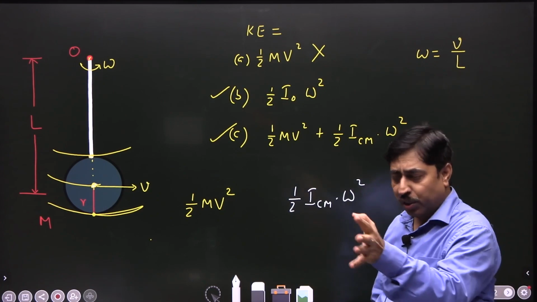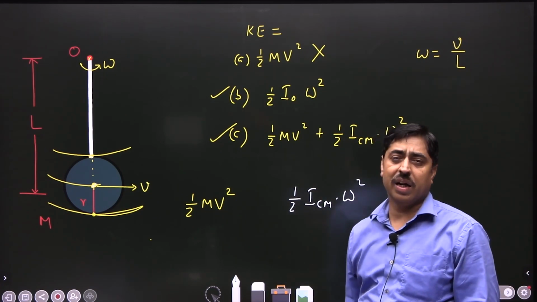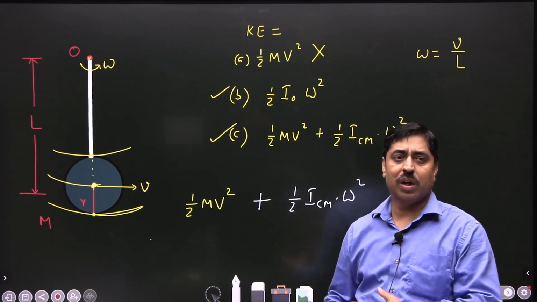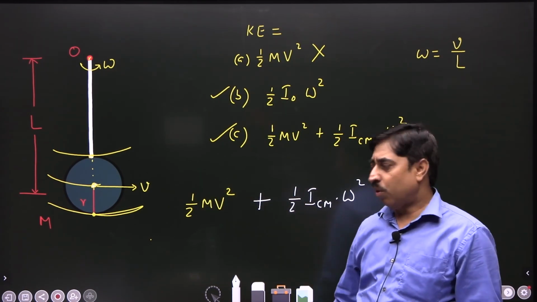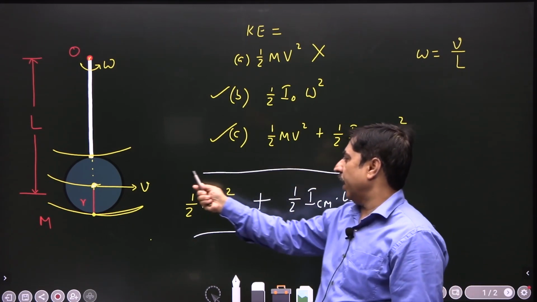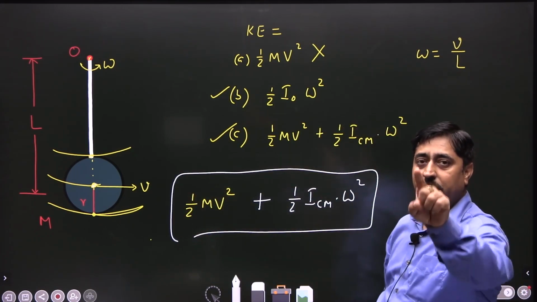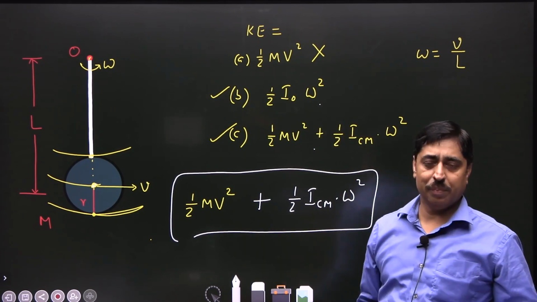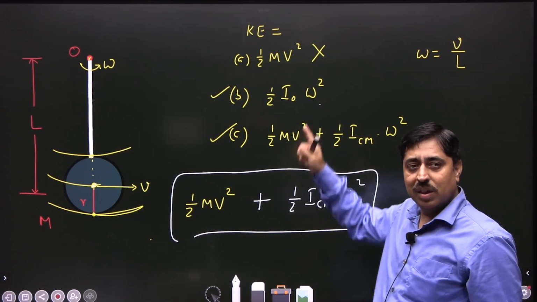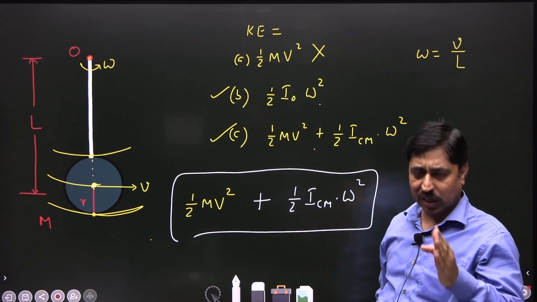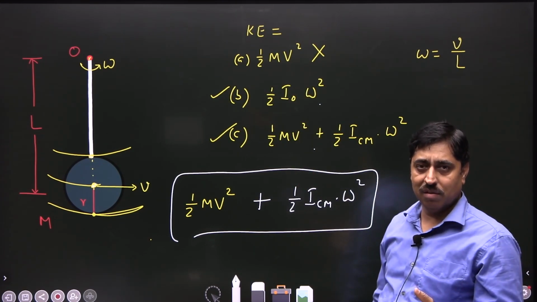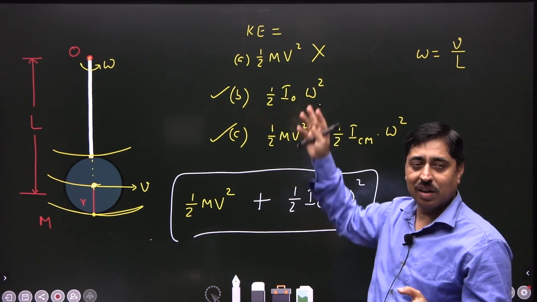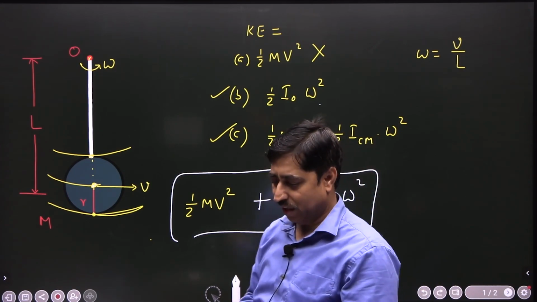And then due to translation of the center of mass, there is another kinetic energy term, half m v square. When you add these two, you get the actual kinetic energy of this body. So, this is also the correct expression of kinetic energy. I leave it to you to prove for yourself that these two expressions are exactly the same. For that, what you need to know is the parallel axis theorem. If you know that, you will be able to show that these two expressions are exactly equal.